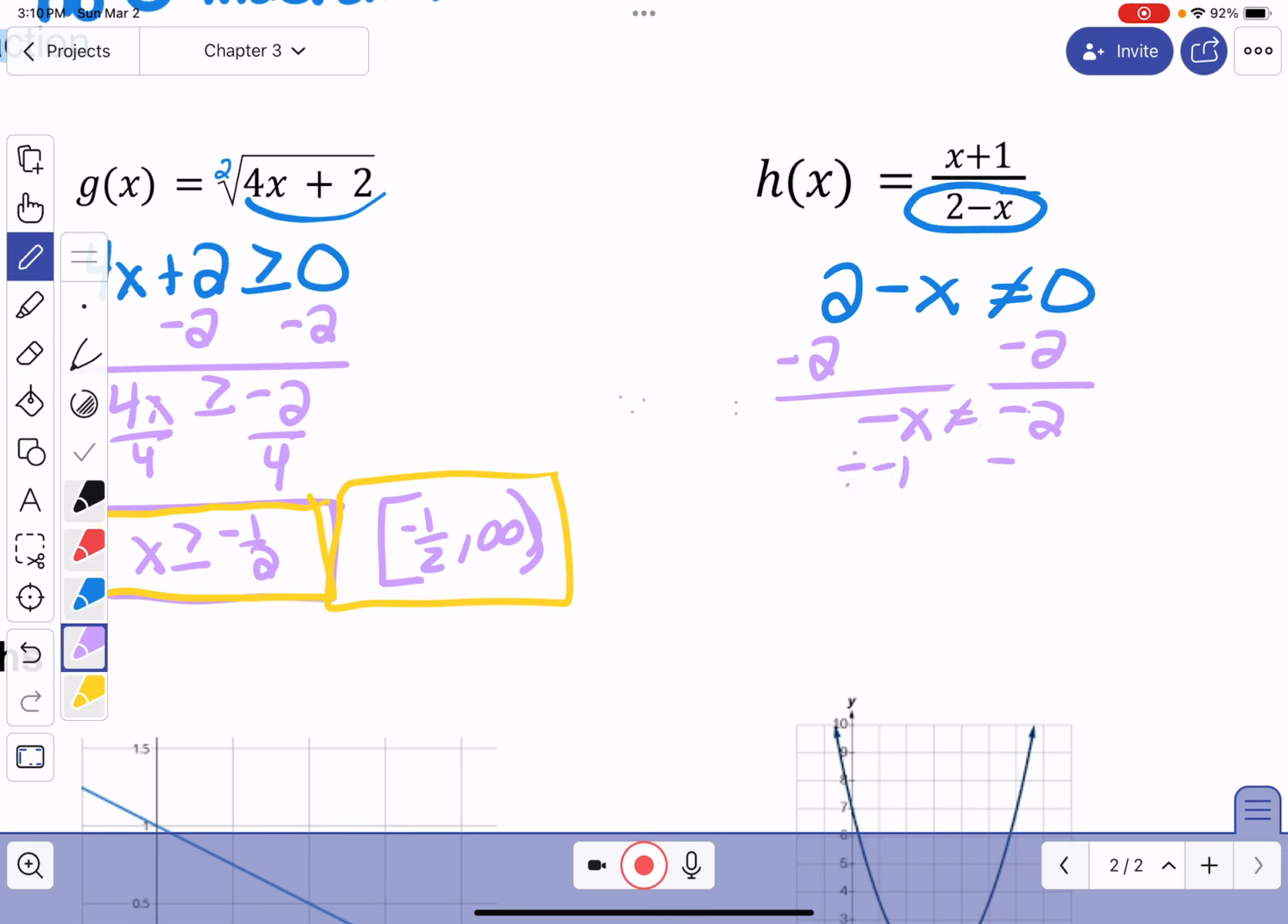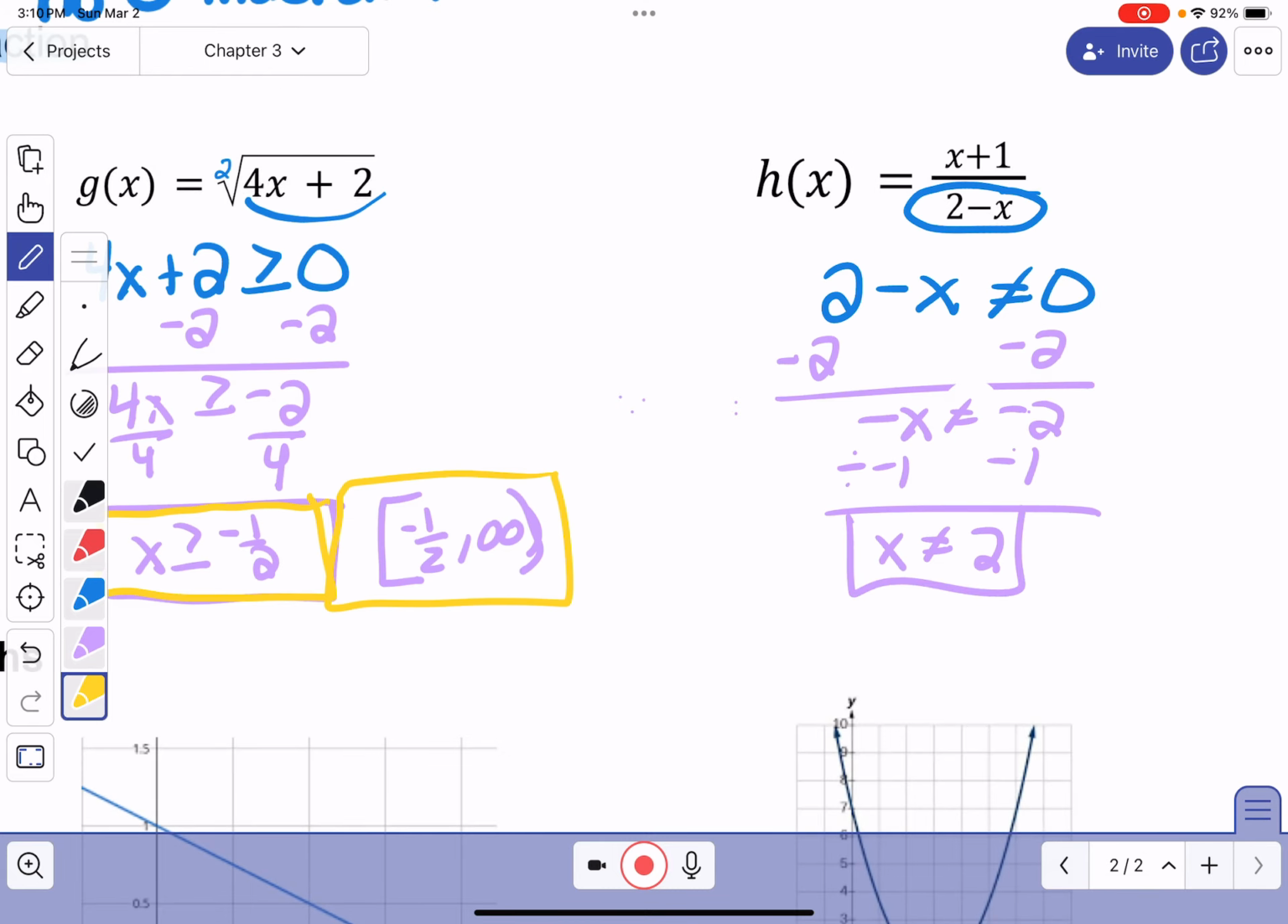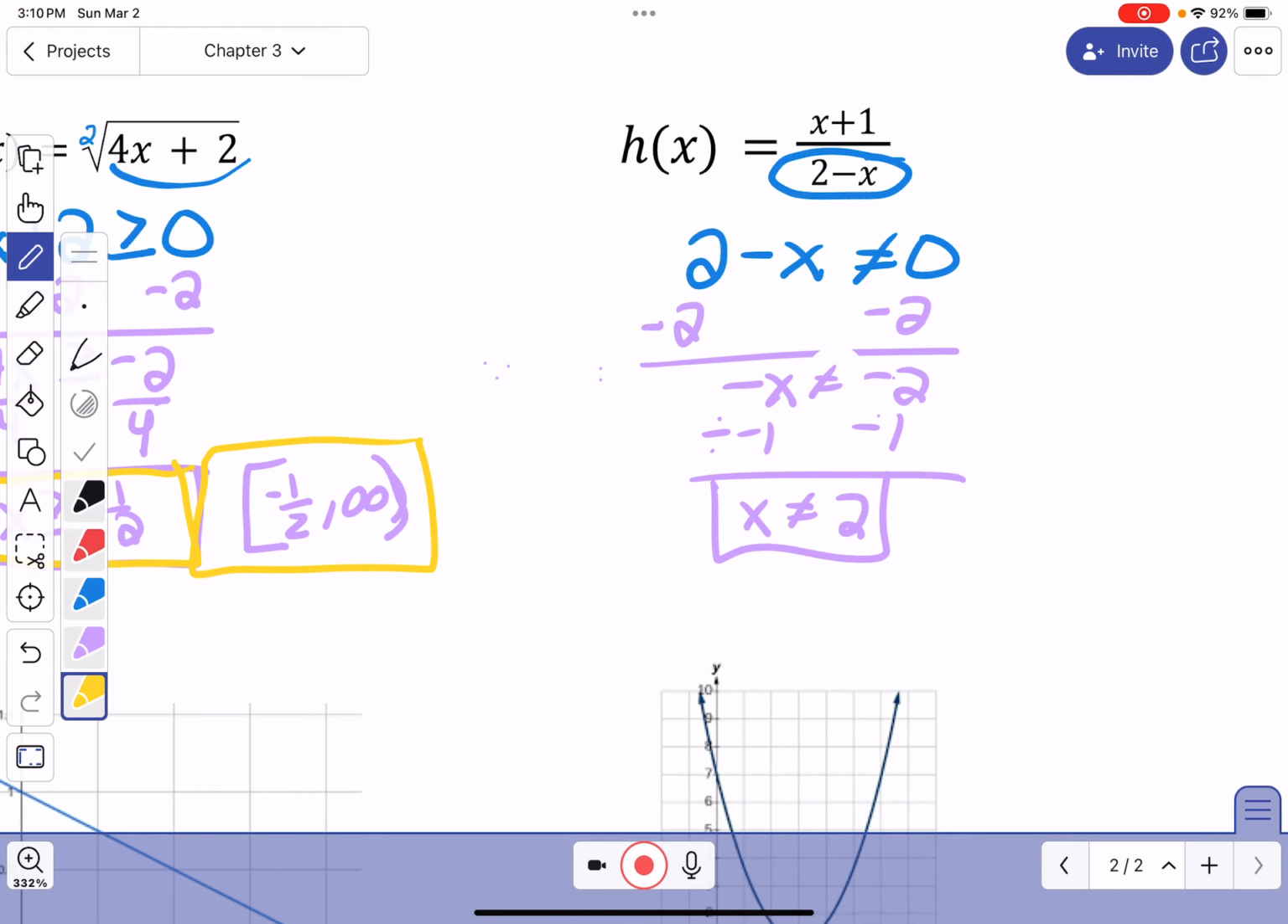Divide by negative 1. And we get x cannot equal 2. So that's our inequality notation. And then in interval notation, that would look like those domains I showed you at the very end of 3-1, where you say it goes all the way up to 2, and then it goes past 2, but doesn't actually touch 2.